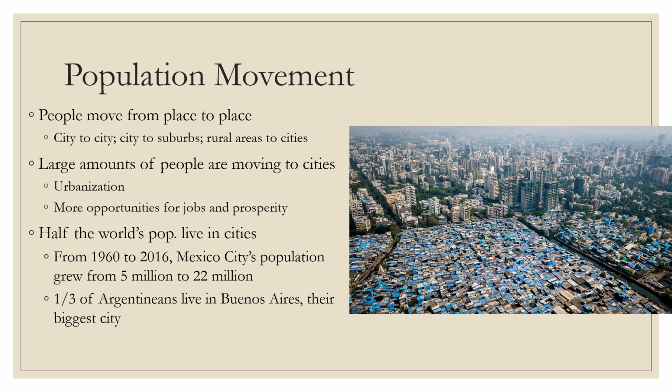We know that half of the world lives in cities, and Mexico City is a really good example of urbanization. So in 1960, their population was 5 million. In 2016, it was 22 million. So just within about 56 years, they grew a lot in population. We also know that 1/3 of all people living in Argentina live in Buenos Aires, which is their biggest city.